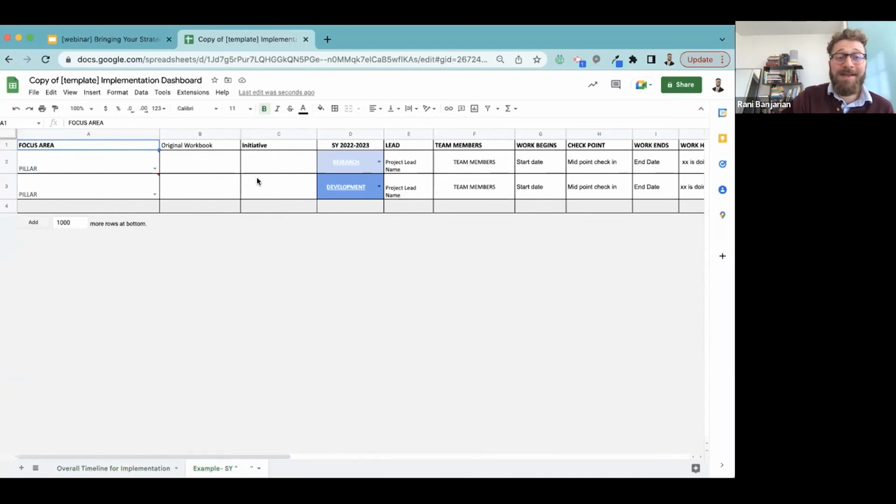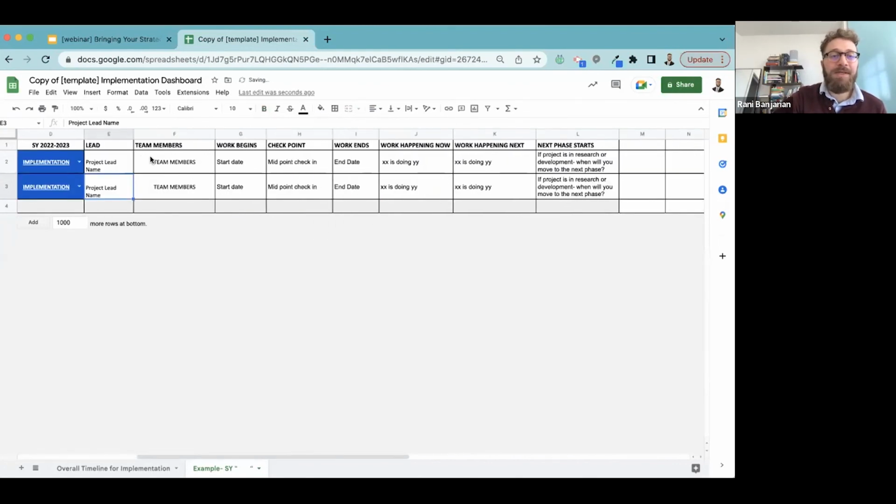But then you'll see that there's also a template that we provide that's like a year-over-year template. So for example, in school year 22-23, this is the focus area. This is maybe pillar 1, and these are the initiatives in pillar 1. These are both maybe in the implementation phase. And then here's essentially a project plan. Here's the person that's leading, here are the team members, when does the work start and end, what are the checkpoints, and then when does the next phase start?